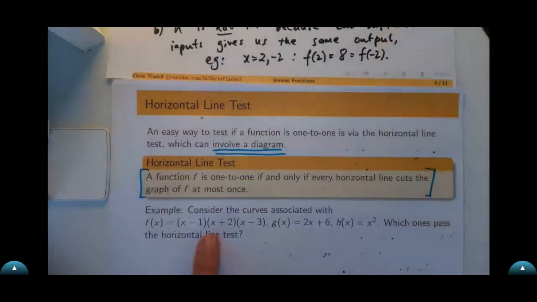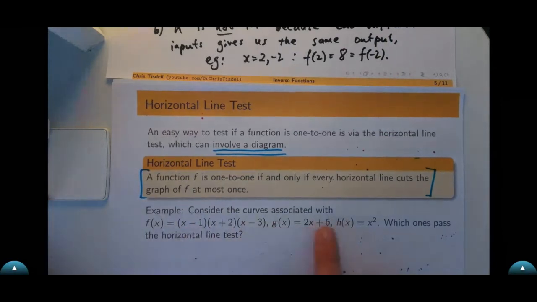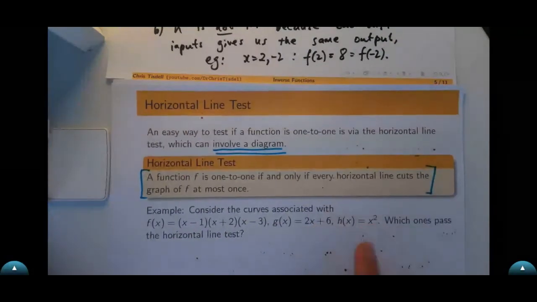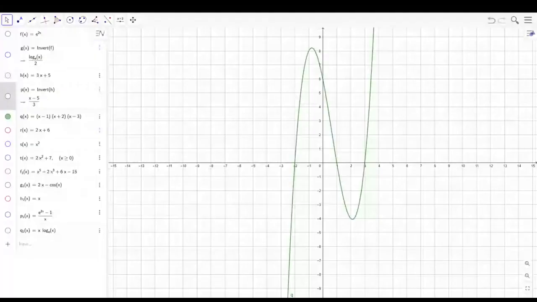So let's draw these in GeoGebra, and we can see which ones are one-to-one and which ones are not. So this is a cubic, this is a linear function, and this is a quadratic or a parabola, something like that. Let me go over to GeoGebra. It should be sharing in just a second. Sometimes it takes a while.